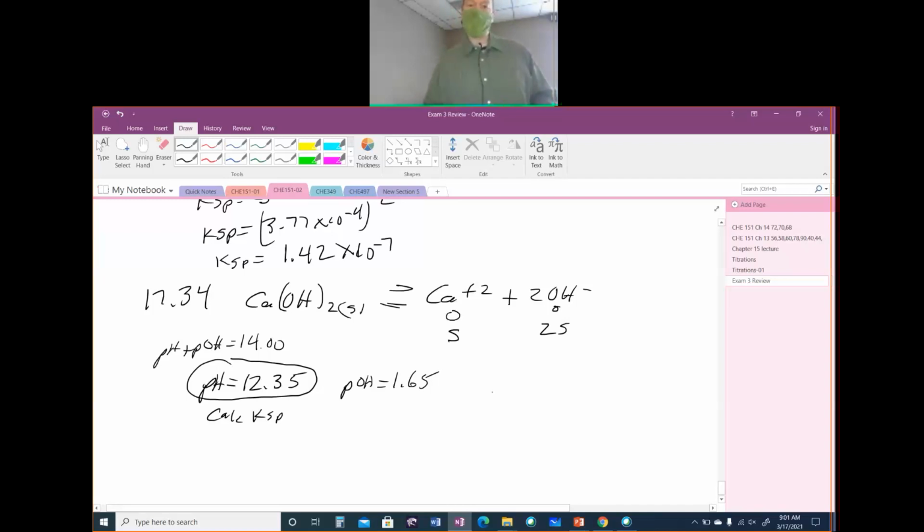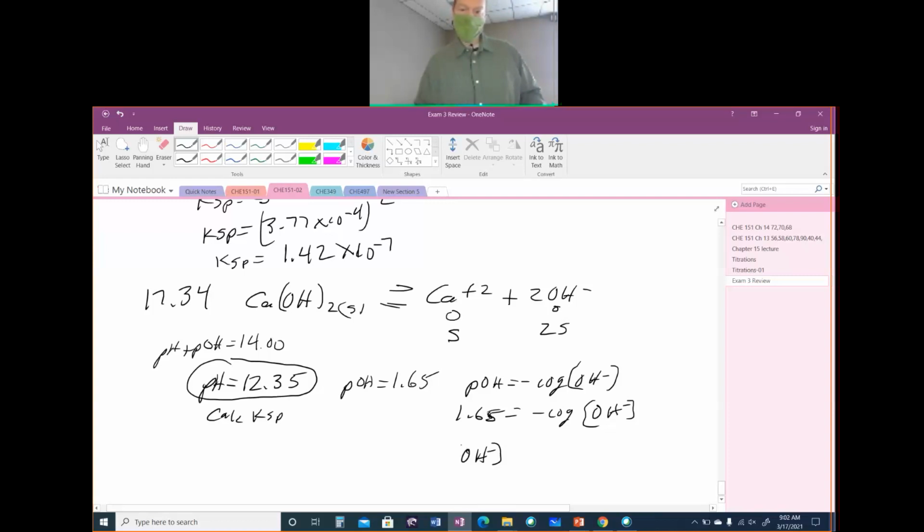And so now you can take your pOH is equal to the negative log of your OH minus. Plug in your number: 1.65 is equal to negative log of your concentration of OH minus. Then you take the negative of both sides and push your inverse log, which is your 10 to the x button, and you get a concentration of OH minus of 0.02239.